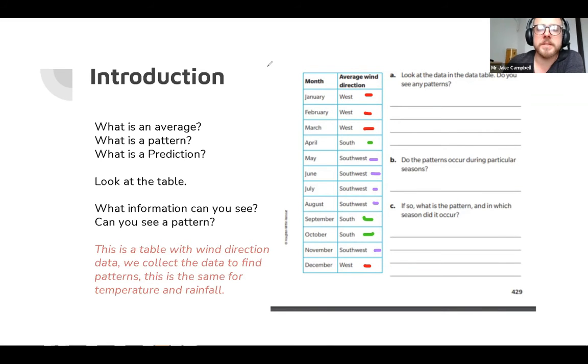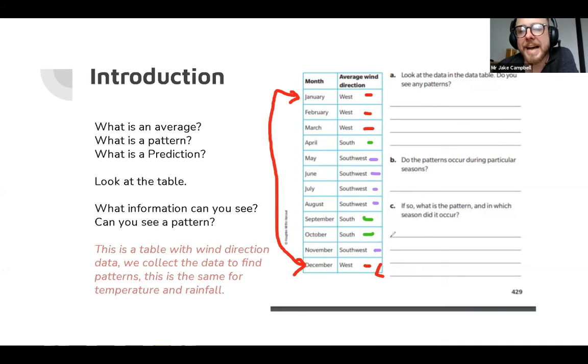Okay. So what weather do we see at the beginning? Lewis. What's the average wind direction in the beginning of the table? West. Yeah. Now, we know that December is next to January as well, don't we? So, how many months are west? 4 months, right? And these are all grouped together.